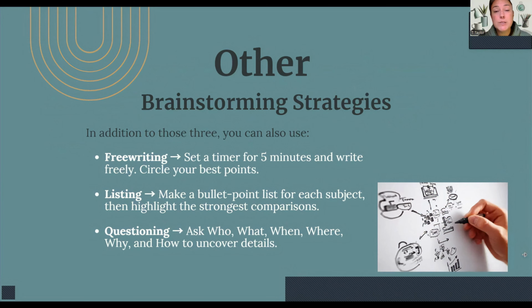And there are some other brainstorming strategies. In addition to the other three, we also have free writing, where you just set a timer for 5 minutes and write down freely all your thoughts, points, ideas, knowledge. And then there's listing, so you put bullet points in a list from the top down. And there's also questioning, where you write down some questions and answers, like for who, what, when, where, why, and how, to uncover details from that subject.